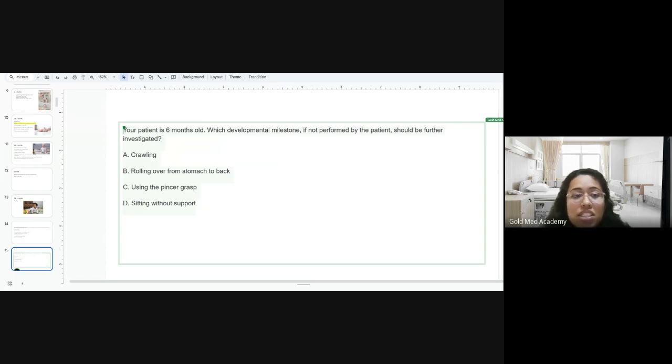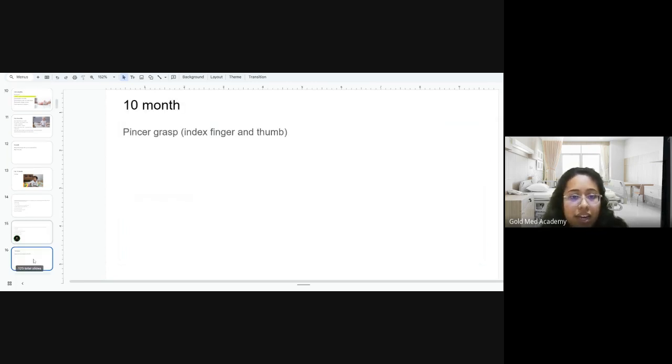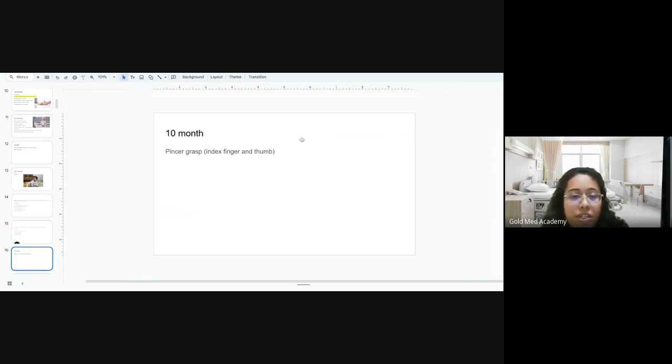Okay, sitting without support. So at 6 months, are we expecting them to sit without support, or is that a skill that's a little bit more advanced? I would say it's a little bit more advanced, because if they're sitting without support, usually that means it's between the 7 to 8 month period. They need to have good head control, which they should already have, and good trunk control, meaning they're able to hold their body up. So usually about 7 to 9 months is when sitting without support starts happening.